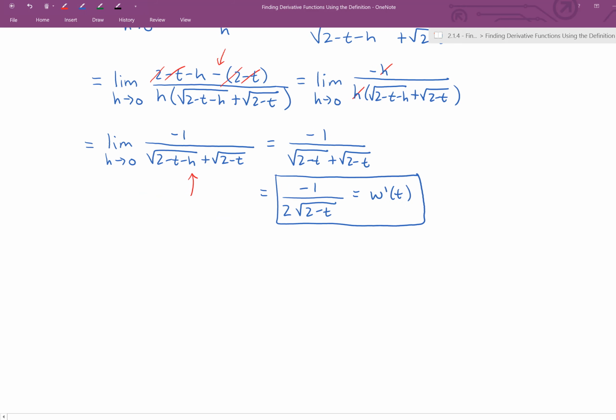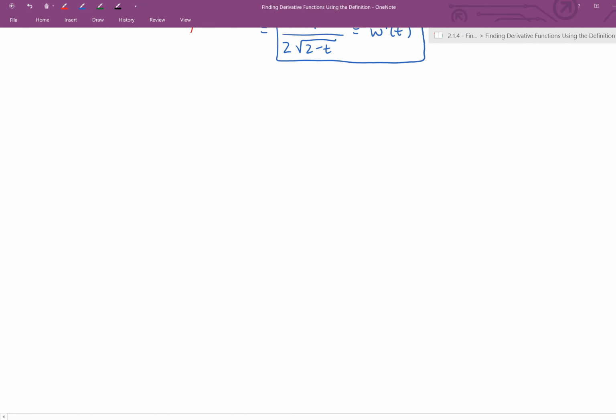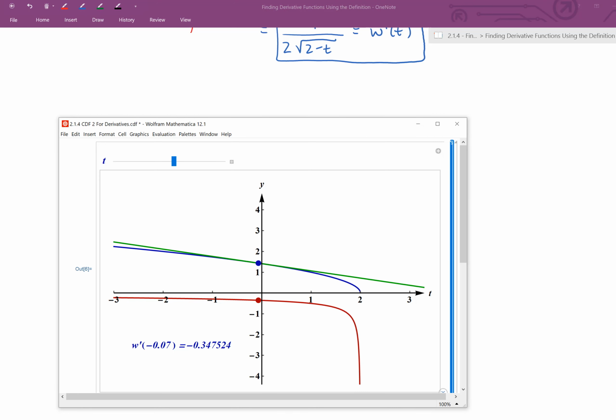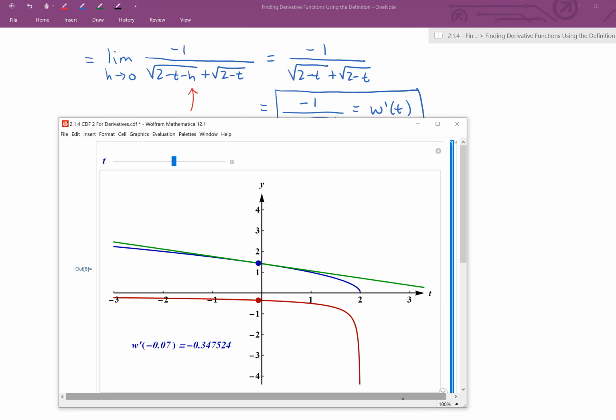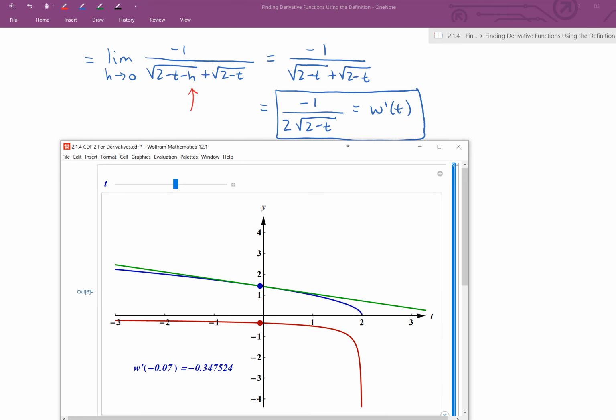So again, we're going to have another diagram to help us here. Oops, let me bring that back up. So what we see here in the diagram, again, the blue graph is the graph of w. That's the square root of 2 minus t. The red graph is the graph of its derivative, w prime of t, which we just showed a moment ago was that function that we see right above, and that is negative 1 divided by 2 times the square root of 2 minus t. So that's that red function. That's w prime there. The green graph, again, is the tangent line at the corresponding value of t.